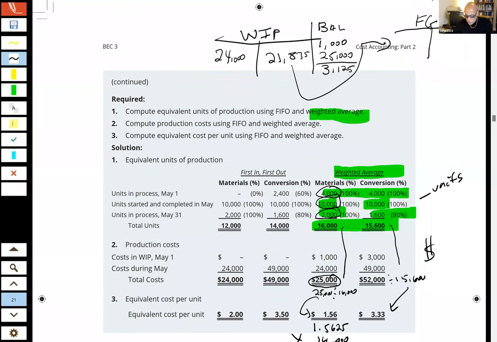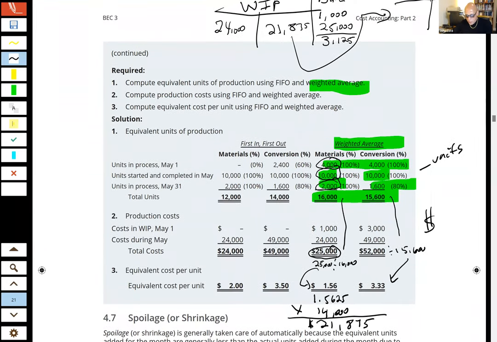Now, sometimes a question will ask you, what's the value of the amount that's in the ending inventory? If that's the case, I'd have to pick up the number of units that are left there, which is the 2,000 units still there, times what? I'm picking up the 2,000, of course, because they were 100% done as material. 2,000 times that 1.562 gives me 3,125. So in practice, you might calculate that number as a check figure, but it actually comes along with the journal entry, doesn't it?